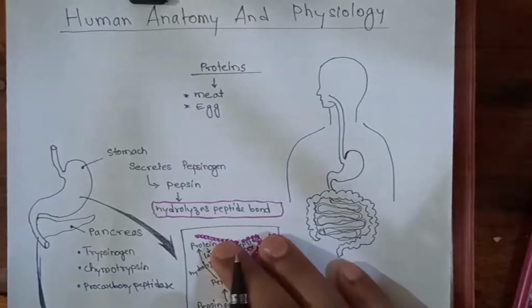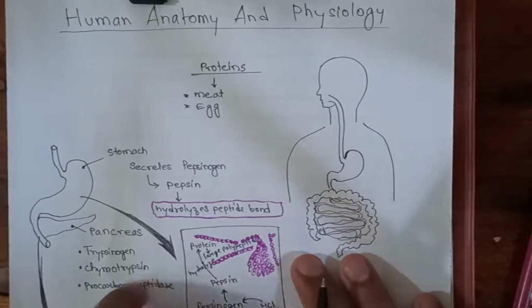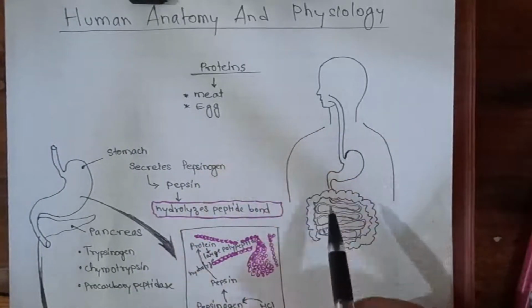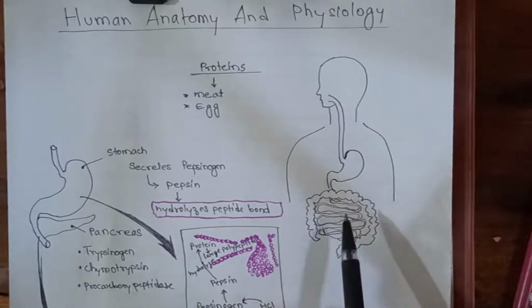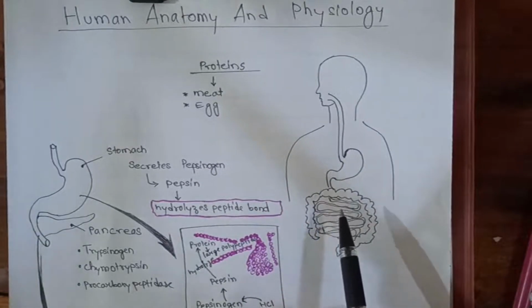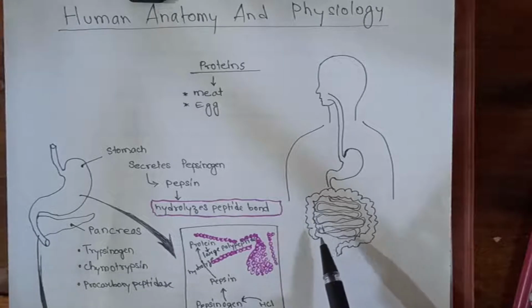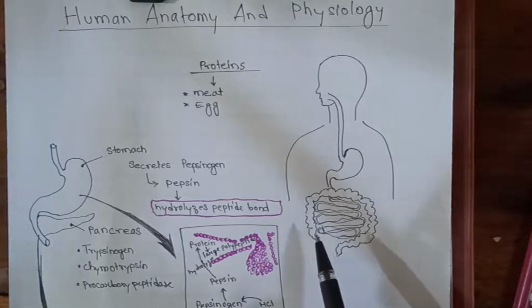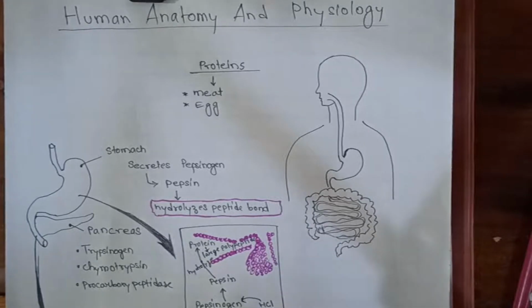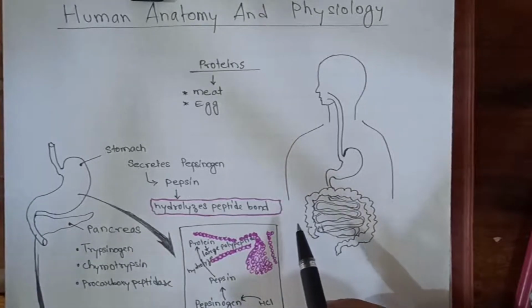So the digestive system mainly consists of the mouth, the esophagus, the stomach. There will be the pancreas, the duodenum, jejunum and ileum, which are the parts of the small intestine, where most of the digestion takes place, in the part of the duodenum.